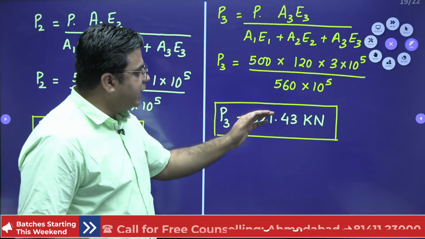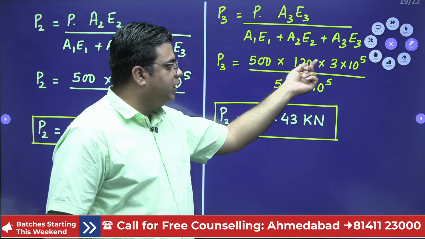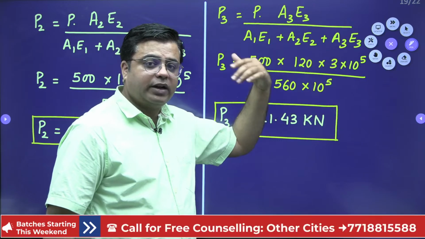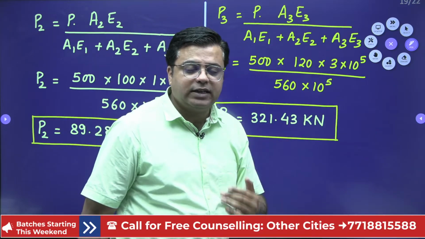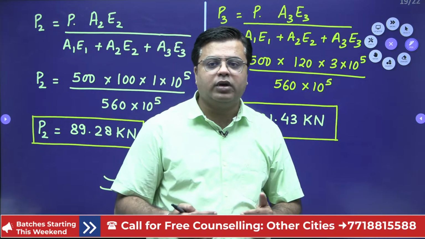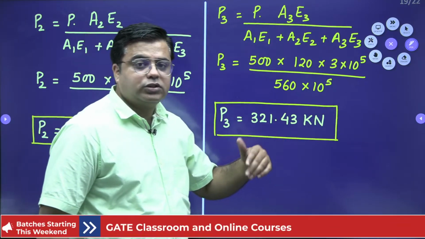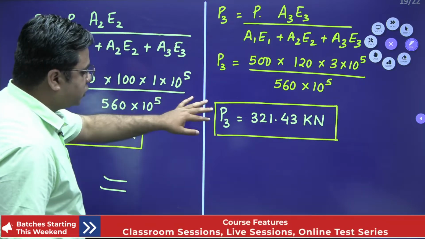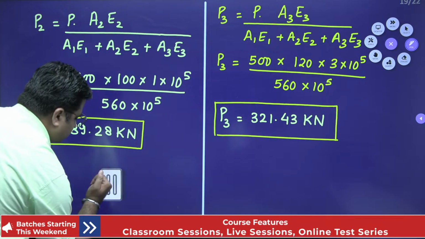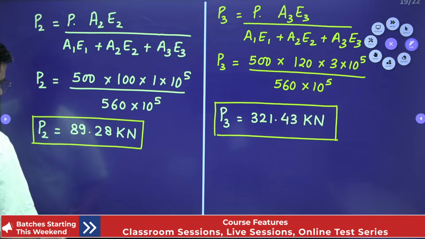This member 3 has more axial rigidity, which is 120 into 3, that is 360 into 10 raised to power 5. Since the axial rigidity for the third member is more, the amount of load coming over this member will also be more, right? So this P3 is more.